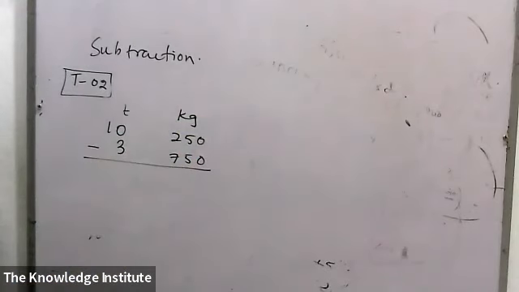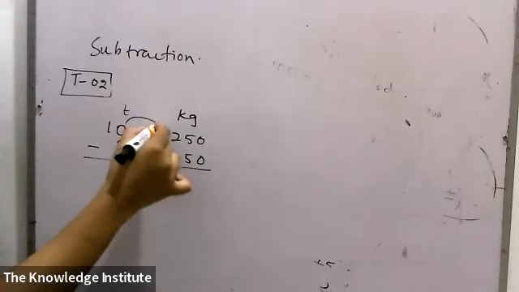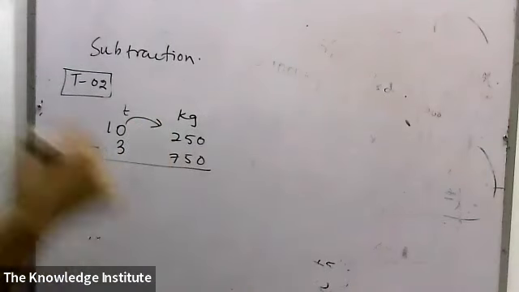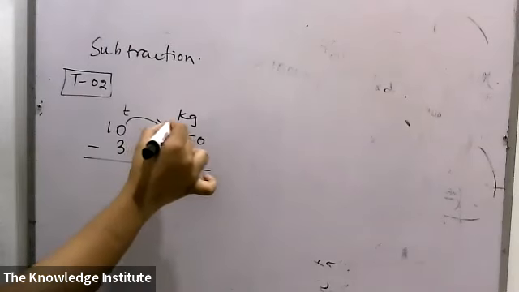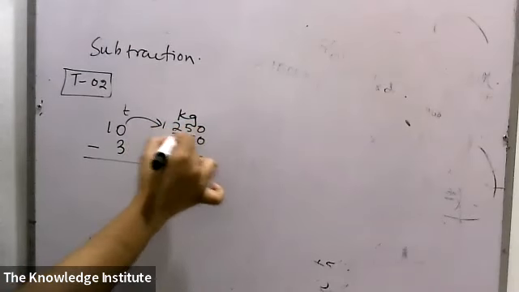Tell me, from 250, can you subtract 750? Can't. What you're going to do is borrow a ton. When you borrow a ton, tell me how many kilograms you are borrowing? 1000. So 1000 plus 250 gives you 1250.